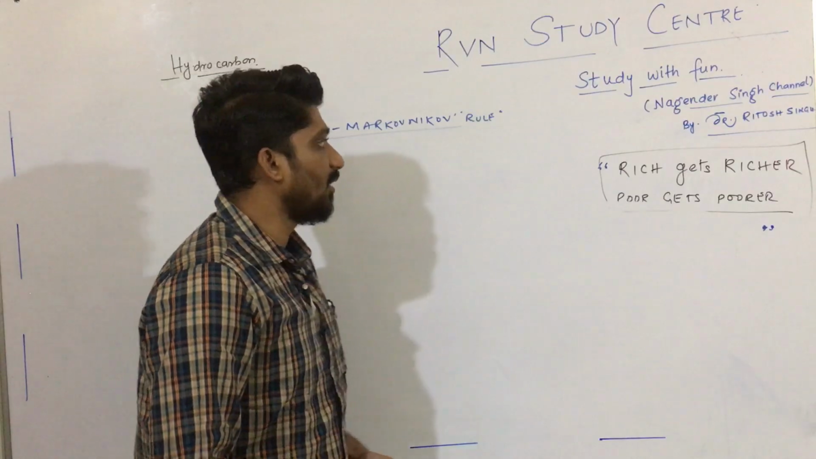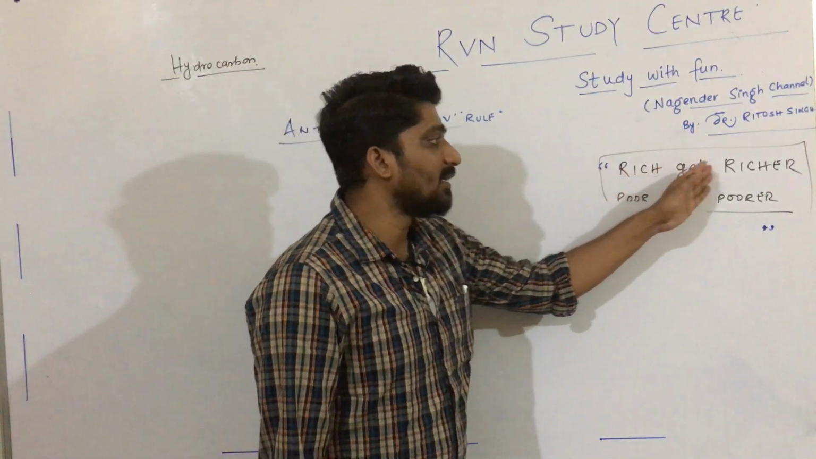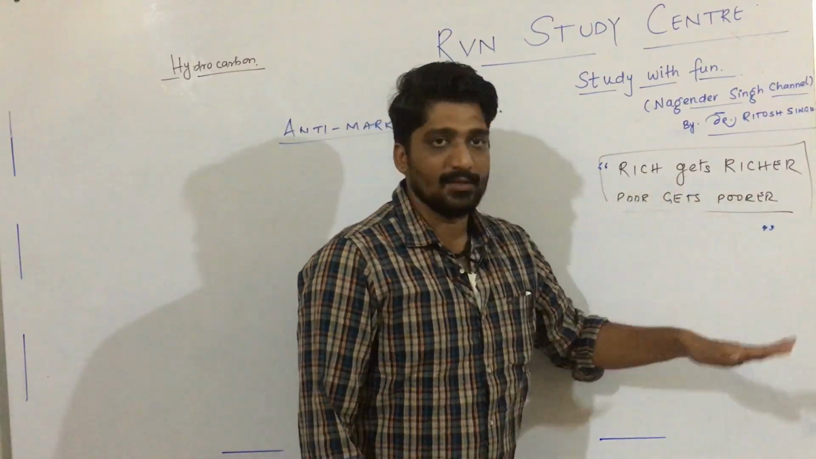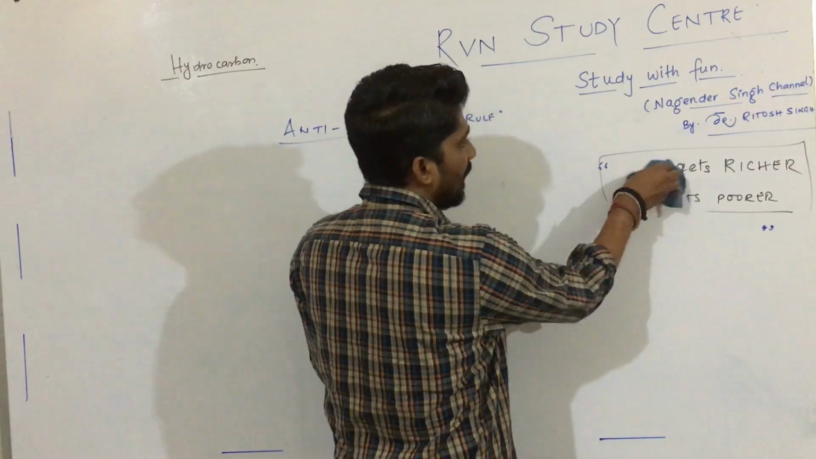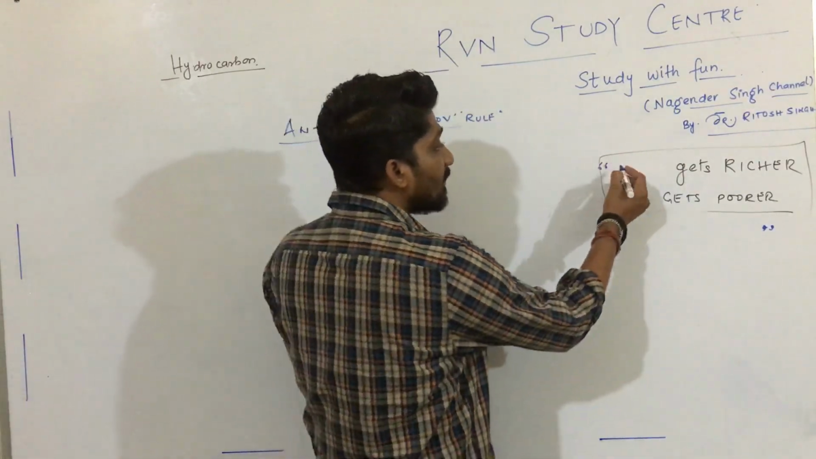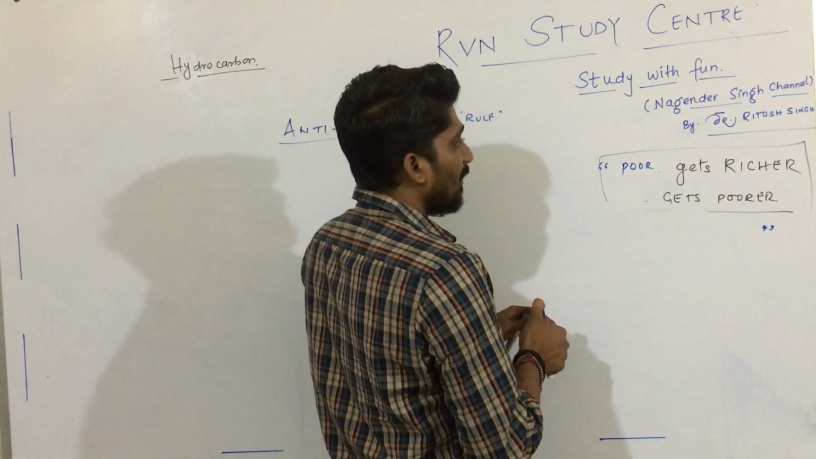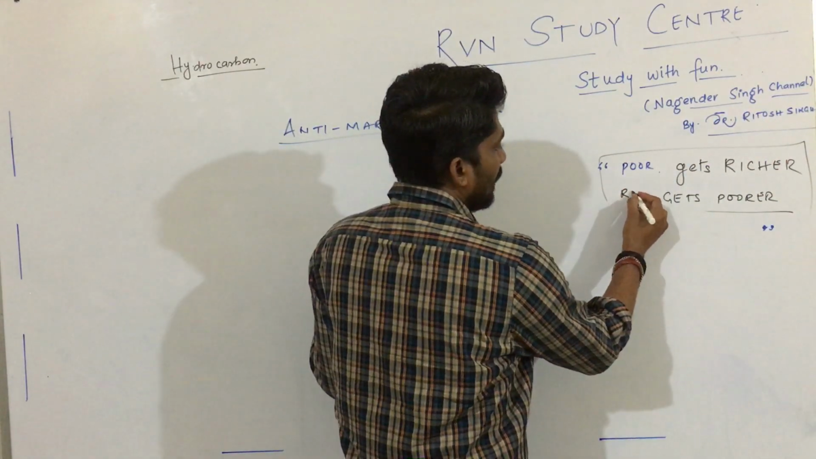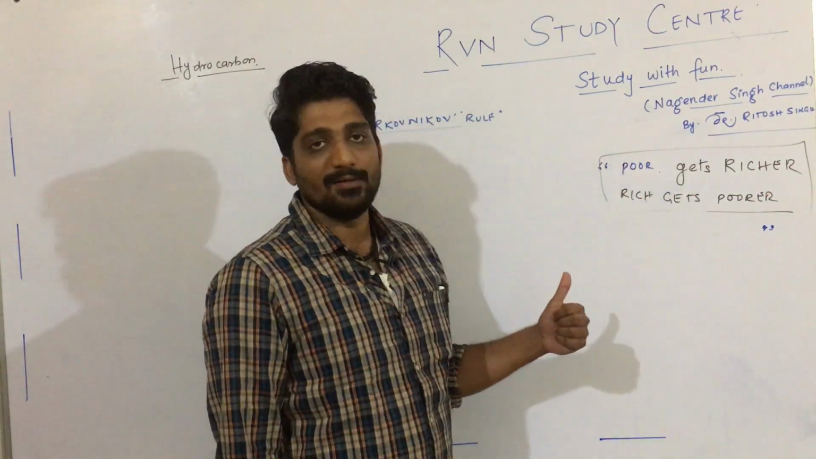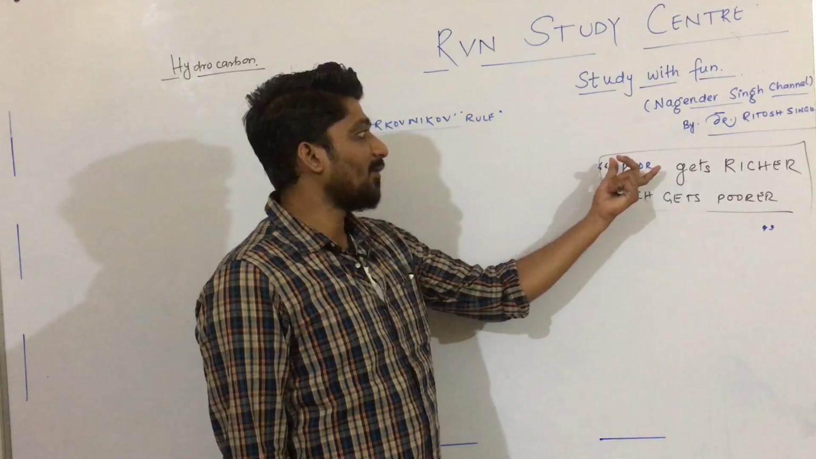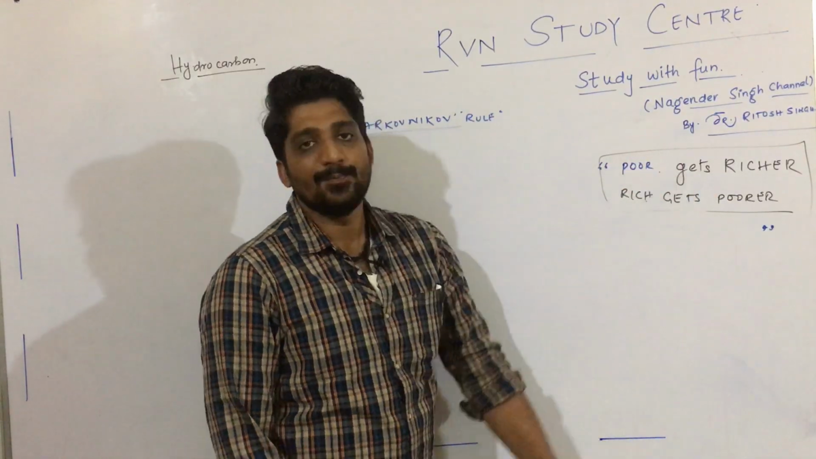So first of all, remember the shortcut. In the previous one, in Markovnikov, rich gets richer was there, poor gets poorer was there. Now just alter it. Now what is happening? Poor gets richer, and rich gets poorer. Okay, so this is the condition. Now in anti-Markovnikov we have the opposite condition: poor gets richer, and rich gets poorer.